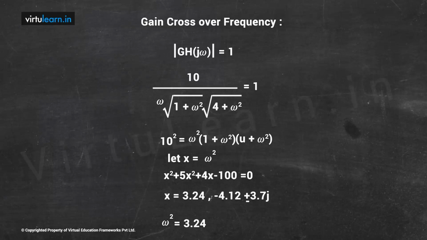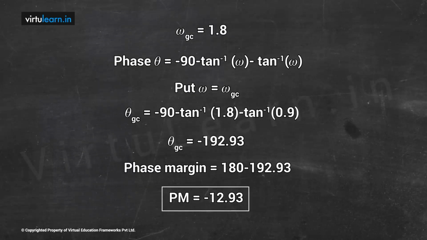Then you simplify it. We can take x equal to omega square and write it in terms of x. If you simplify, you will get the equation x cube plus 5x square plus 4x minus 100 is equal to 0. If you find the solution of this equation, you will get x equal to 3.24, and also a complex number. You can ignore the complex number and take x equal to 3.24.